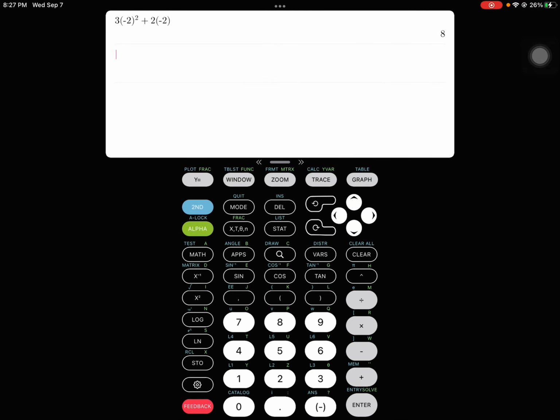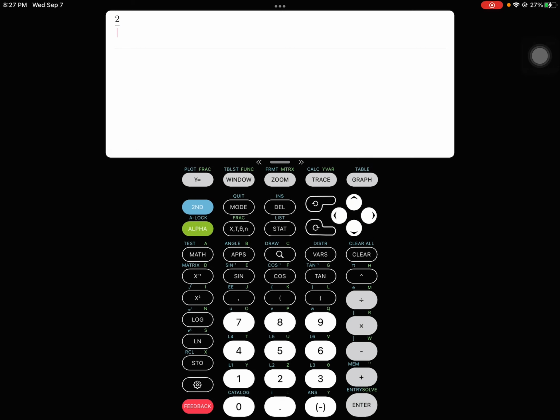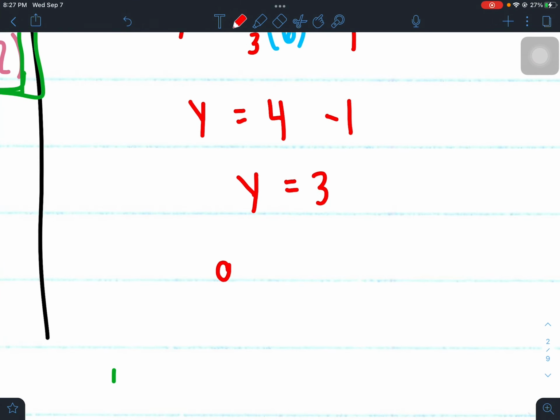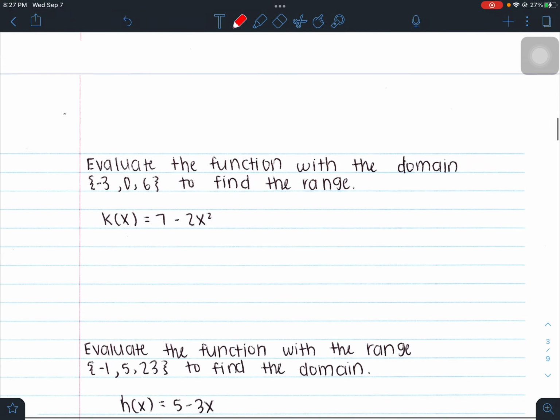I can type that in the calculator, so I'm going to type in 2/3. So remember, to type in a fraction, you do alpha, y equals, enter. So 2/3 times 6 in parentheses minus 1, and I get positive 3. So I do get that as my final answer. So we're going to write g of 6 equals 3. So when I plug in a 6 into this g function, I get out a positive 3.